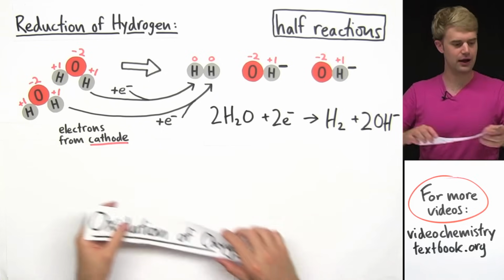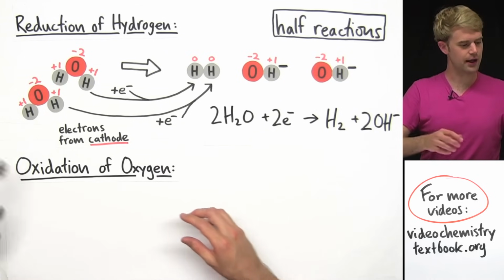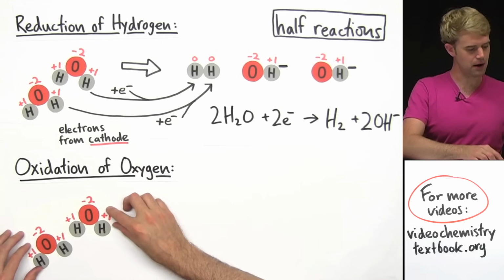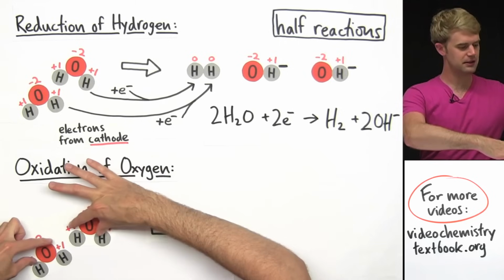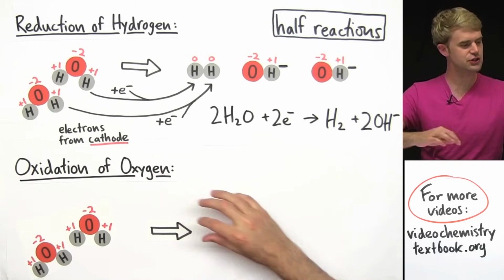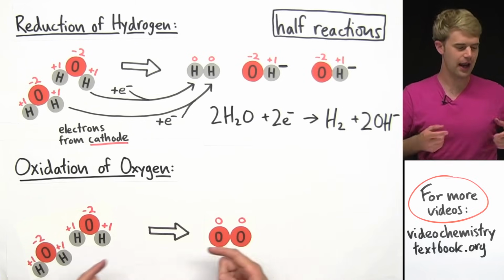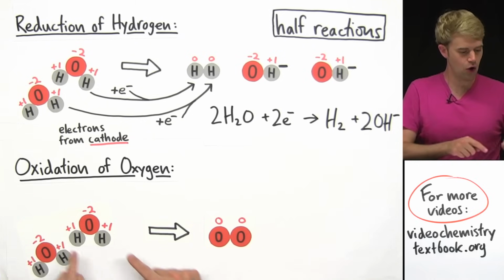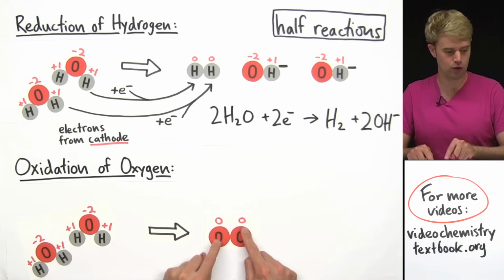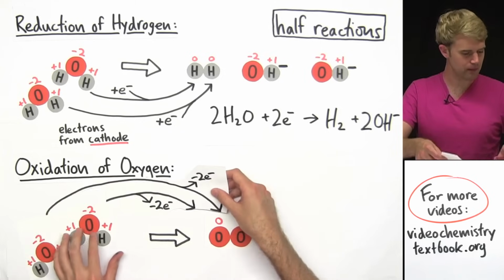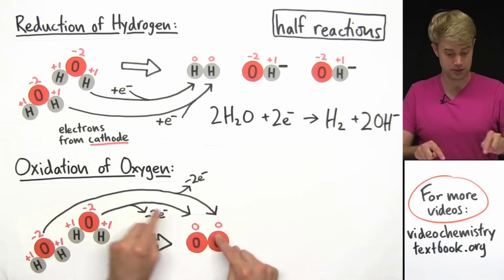Now let's take a look at the half reaction for the oxidation of oxygen. Just like up here, we start with 2 molecules of H2O. For the oxidation of oxygen, it's like we pull off these 2 oxygen atoms to make a molecule of O2, oxygen gas. Now, how about the electrons in this case? Both of these oxygens were -2 for their oxidation number over here, and then they became 0 over here. So each one of them has to lose 2 electrons to become 0.